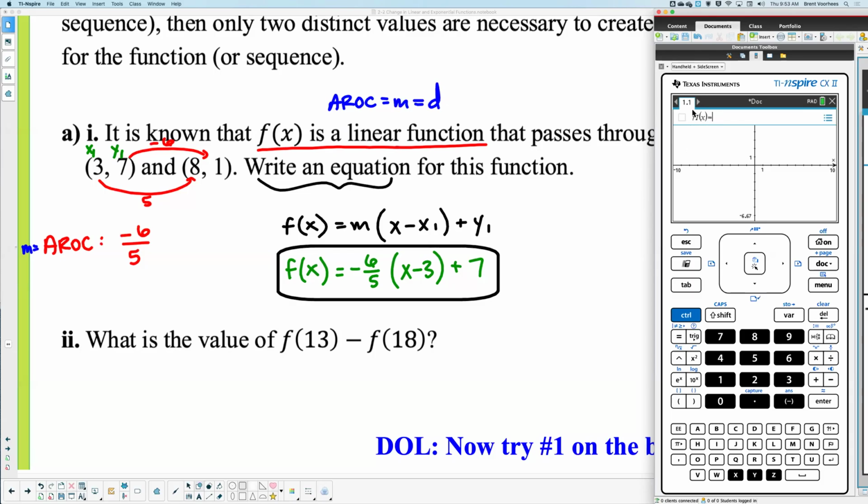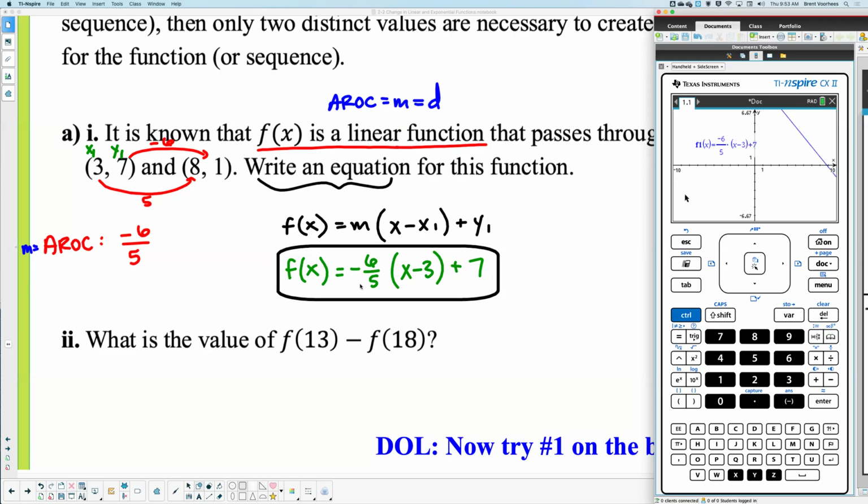So hopefully you cleared your calculator like me, so you're seeing f1, and I want you to type this equation in. It is negative 6 over 5 times x, the quantity x minus 3, plus 7. Type that in, press enter. Now, what shape is the graph? It's a line. Should that be surprising to anybody? No, that's what we were trying to find.